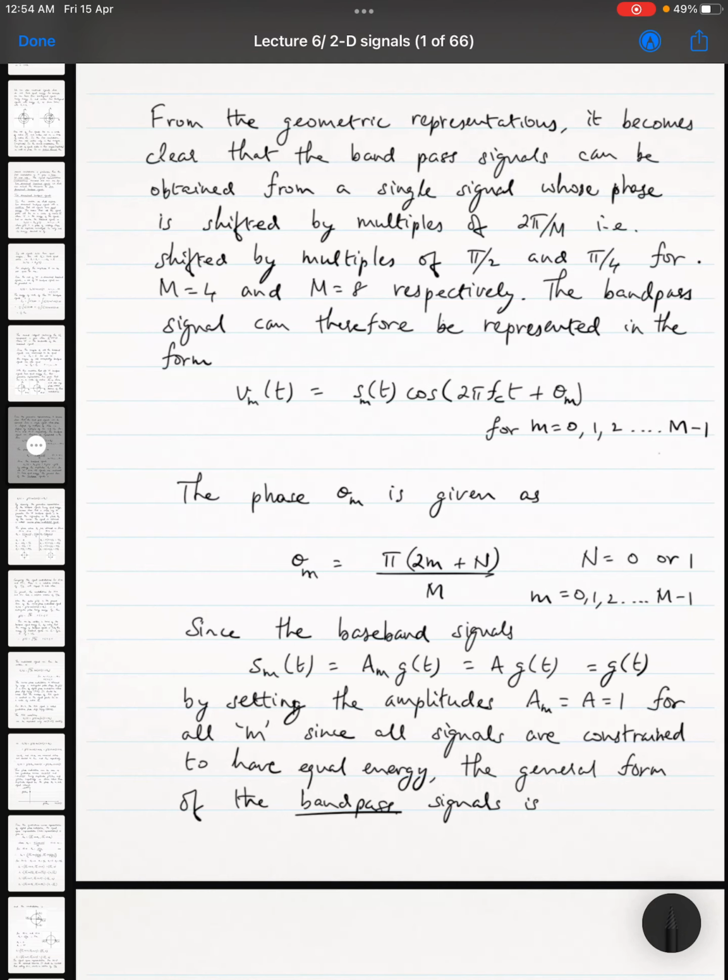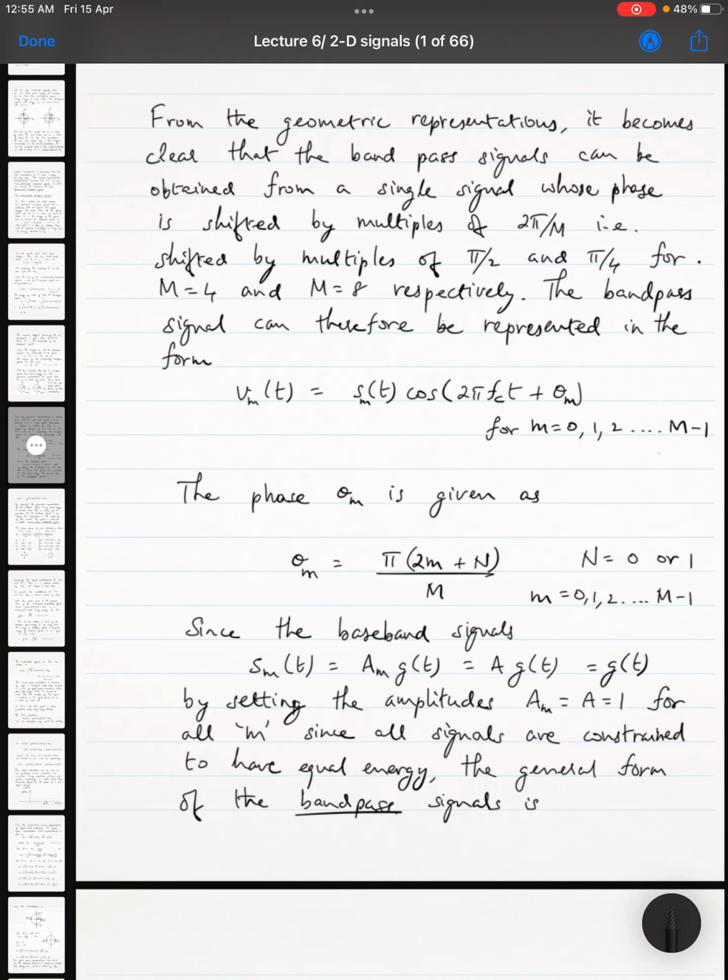And the choice of this capital N can either be 0 or 1. As we will see later, you can choose either 0 or 1, it doesn't matter. But if we compare to N equal to 0, when we choose N equal to 1, what we will see is that the constellation points will simply be rotated by a certain amount. We will come to that later. So let us simply look at the representation now.